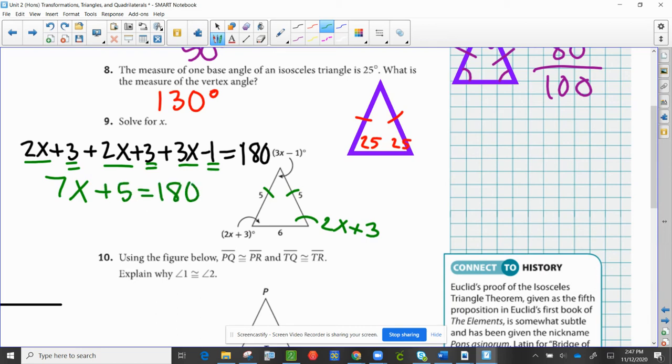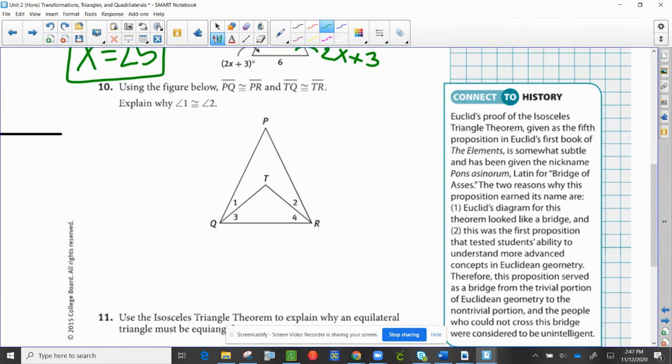So finish this problem here. What is x equal then? Well, hopefully you got that x is 25. If I subtract 5 on both sides and then divide by 7, I should get that x is equal to 25. Okay, in number 10, they want us to use the figure below.